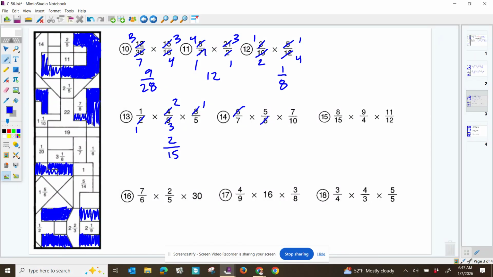6 and 6 work well together. It's a 1 and a 1. 7/7 is a 1 and a 1. Then 5 and 10 is a 1 and a 2. So I end up with 1/2.